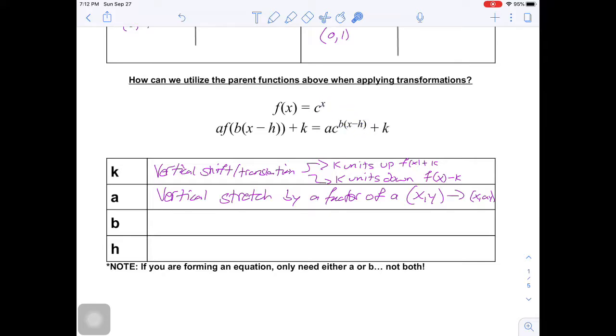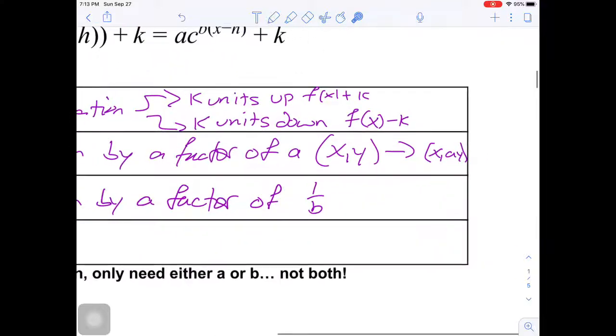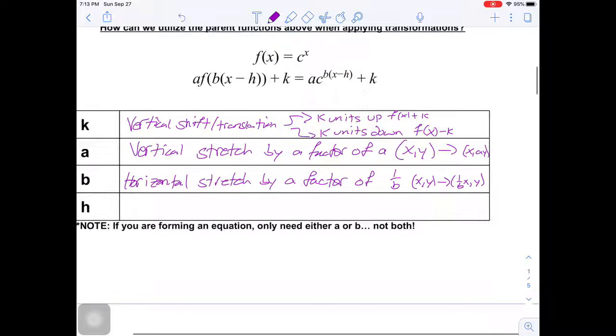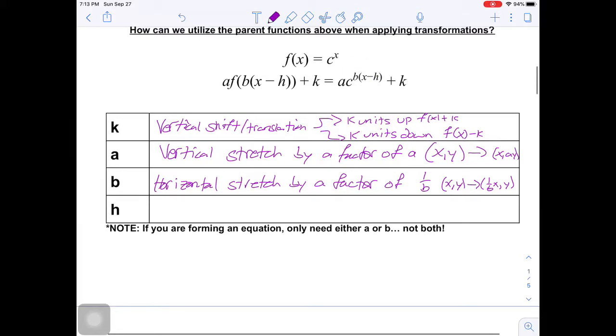In this case, your b value here is a horizontal stretch. Now recognize this is by a factor of 1 over b, because remember, the x values stretch inversely. So you actually take all of your x values and multiply them by 1 over b. Now, this h value here is a shift left or right. Remember, this is a horizontal shift.